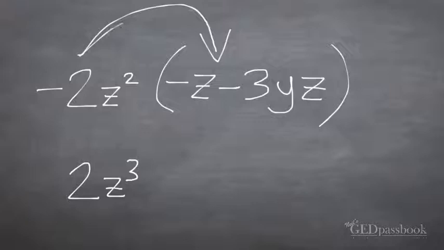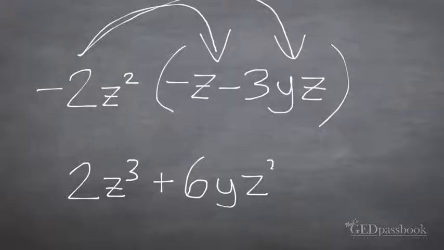That's one arrow done. Now distribute the next one. What is negative 2z squared times negative 3yz? Positive or negative? Positive. That's where my plus sign comes. 6yz cubed. Is that right? Yes. So step by step again.